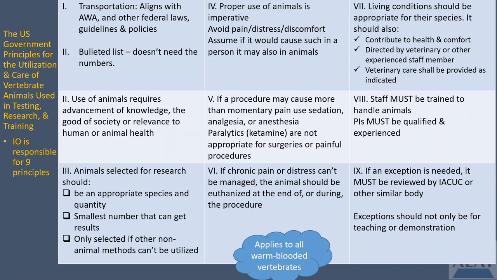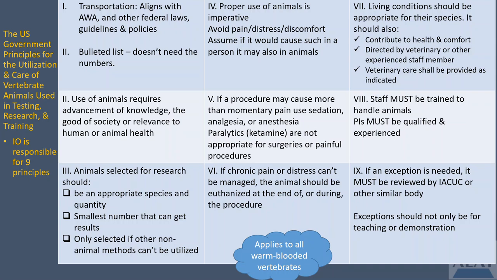Anesthesia and analgesia. Use appropriate sedation, analgesia, or anesthesia for painful procedures. Euthanasia. Humanely euthanize animals experiencing severe or unrelievable pain or distress. Living conditions. Provide appropriate housing, feeding, and veterinary care for all animals.